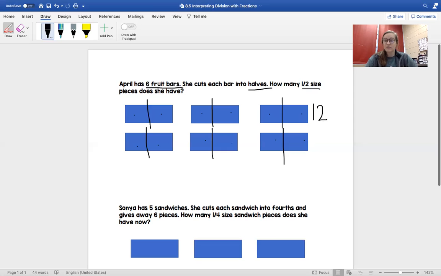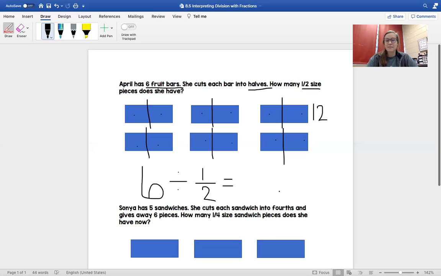If you wanted to solve this without drawing a diagram, you know that April starts with 6 fruit bars, and she is splitting or cutting each fruit bar in half. So you're going to have 6 divided by 1/2. And that is what you need to solve because you need to know how many half-size pieces she has.